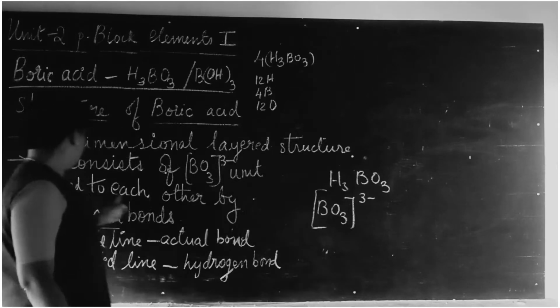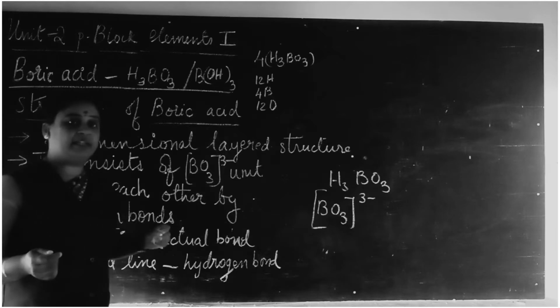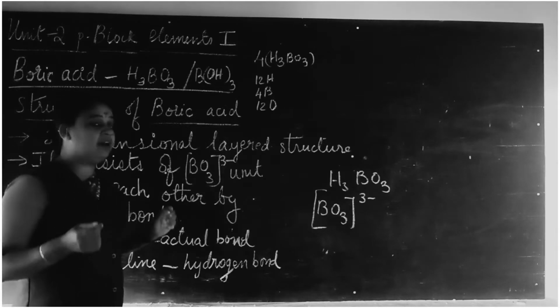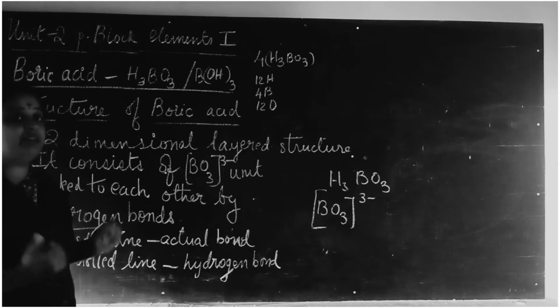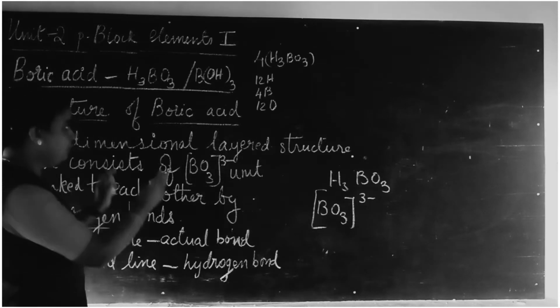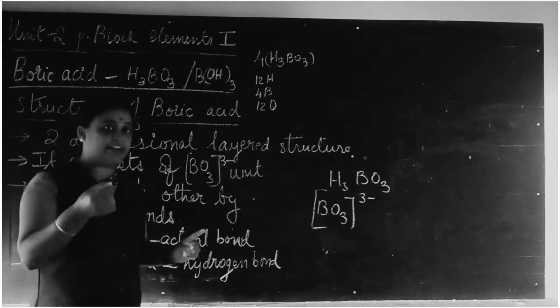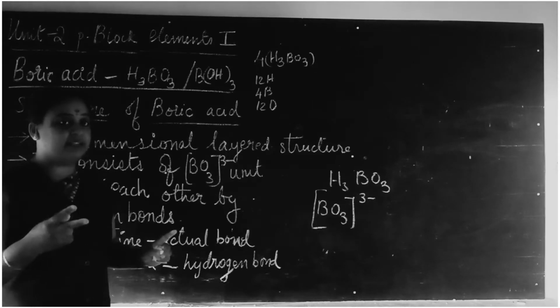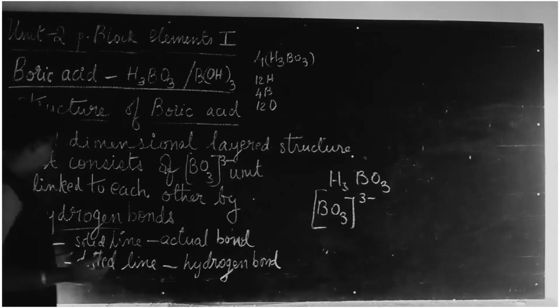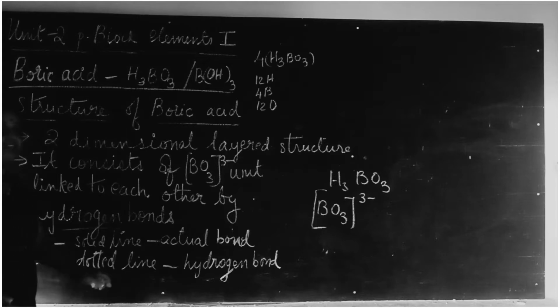Now, several BO3 units are there in this structure, and these BO3 units are linked to each other. So how are they linked? They are linked by hydrogen bonds. In this structure, there are two types of bonds. Bonds are generally depicted in the form of lines, right? So here two types of lines are there. One is a solid line, that is your actual bond, and another one is a dotted line, which indicates a hydrogen bond.